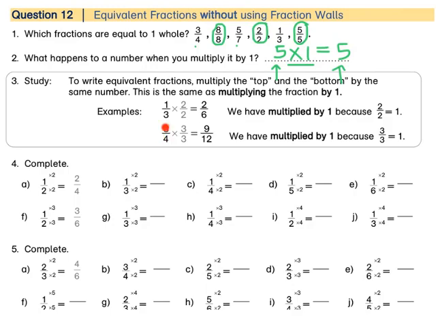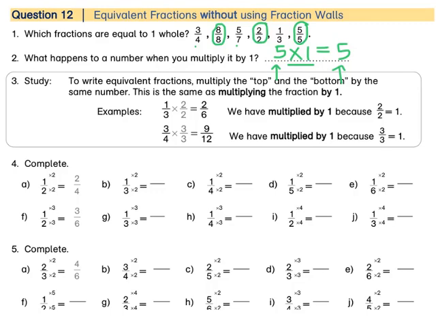Directly beneath it, 3 over 4. We times the top by 3 and the bottom by 3. 3 times 3 is 9. 4 times 3 is 12. We have multiplied by 1 because 3 over 3 is equal to 1. Because we've multiplied by 1, we've kept the value of the fraction the same. They just look different. So 3/4 is equal to 9/12.